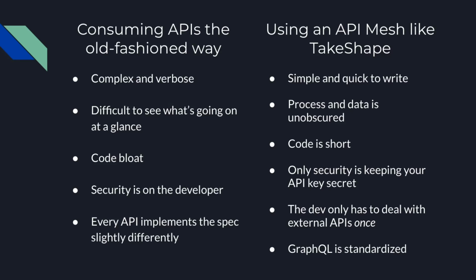But when you're using an API mesh, you only have the one query, just the one request. And so the process of what's going on is completely unobscured. There's a query, which details exactly what data you're going to get out of it. And then there's the little boilerplate for the API request, which is point and shoot. That's a couple hundred lines of code in like 10 lines of code, including the query, which is verbose already.